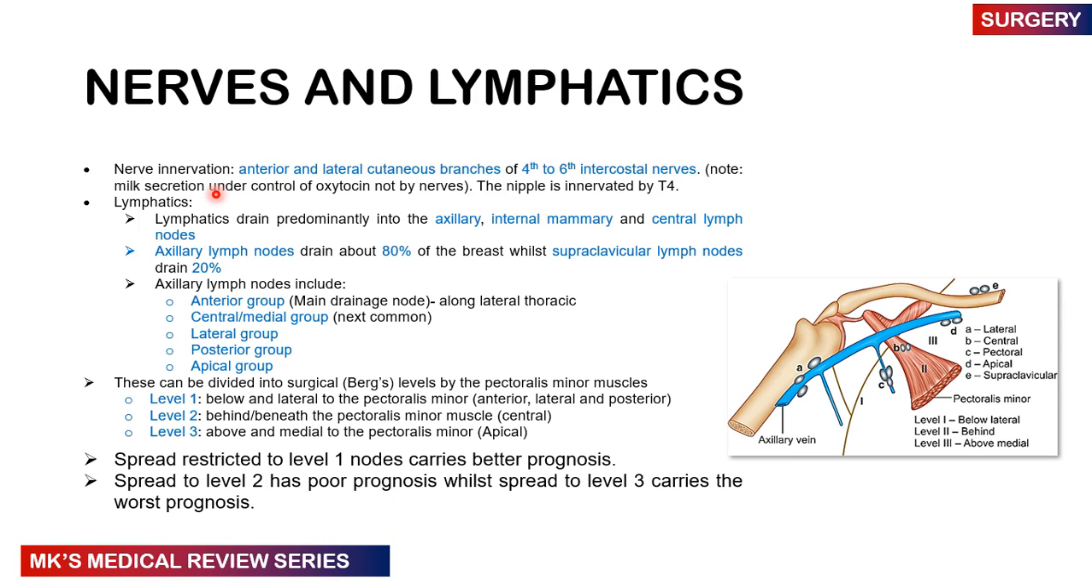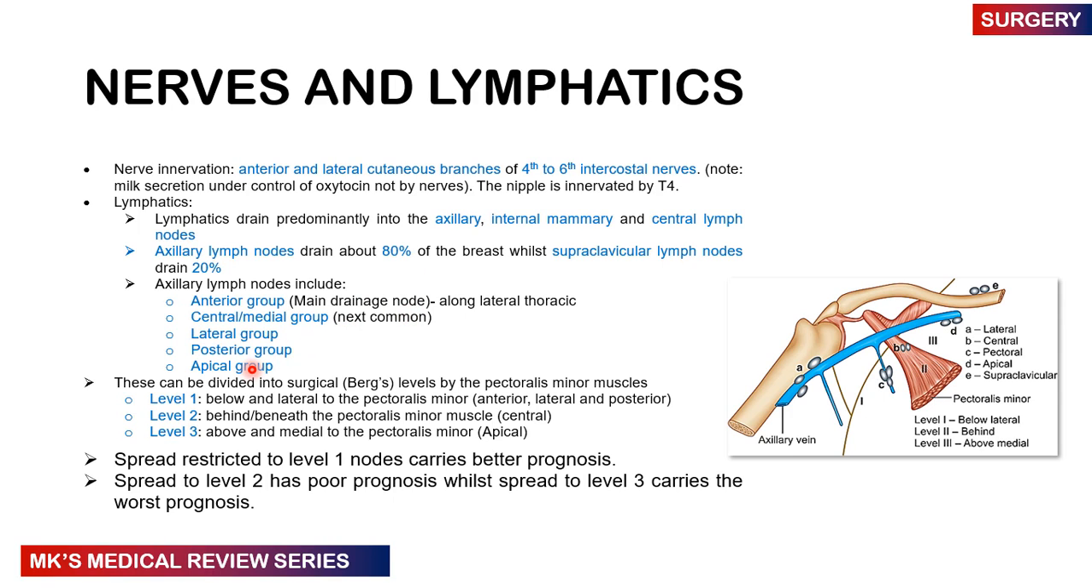Then when it comes to lymphatics, which are very important, especially with inflammatory conditions, especially with cancer, the lymphatics are going to be draining predominantly into the axillary, the internal mammary, and the central lymph nodes. So remember, the axillary are going to be draining 80% of the breast, and the supraclavicular lymph nodes will be draining 20%. The axillary lymph nodes are going to be divided into groups. The anterior group, which is the main drainage node along the lateral thoracic, then the central or medial group, which is the next common, then the lateral, the posterior, and the apical group.